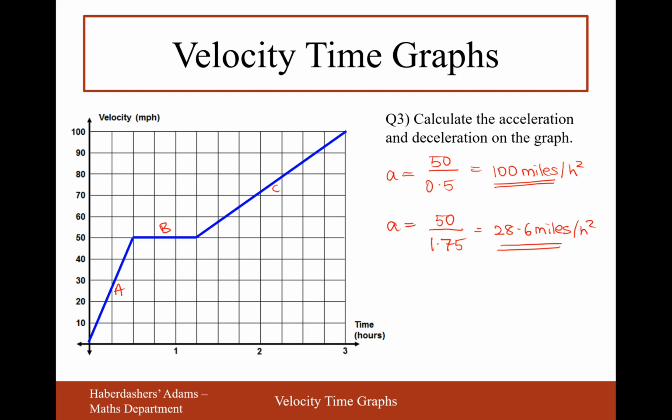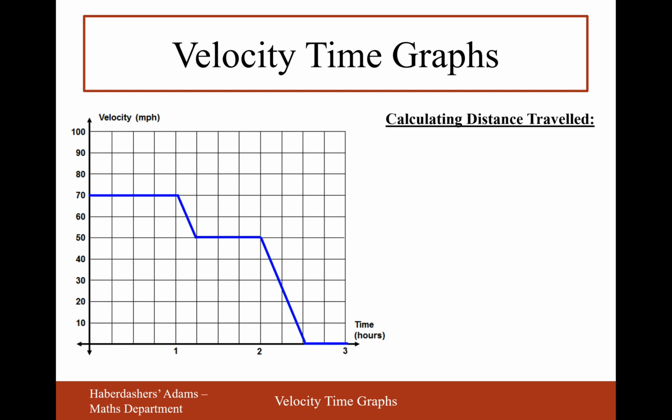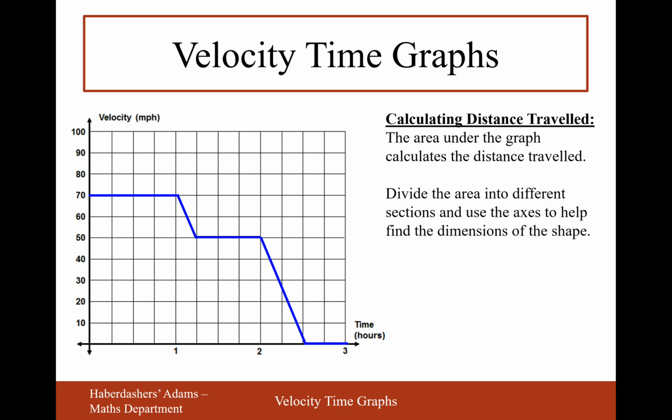Okay, so we can calculate acceleration and deceleration, but there's also something you can do that's different with velocity time graphs, and that is actually you can work out how far you've travelled using this graph as well. And the way you can do that is by calculating the area underneath this curve. So what you've got to do is divide it up into separate sections and then work out the dimensions of the shape using the axes on the side.